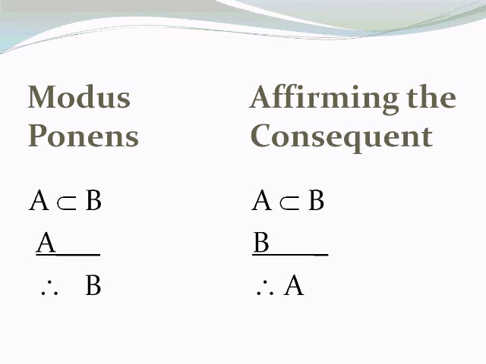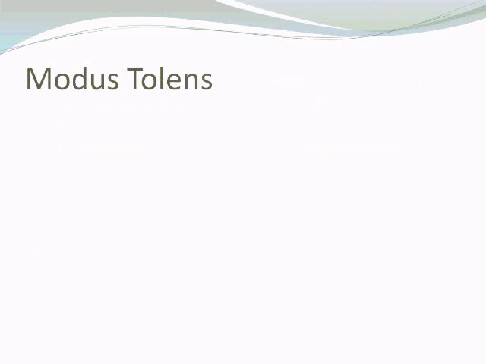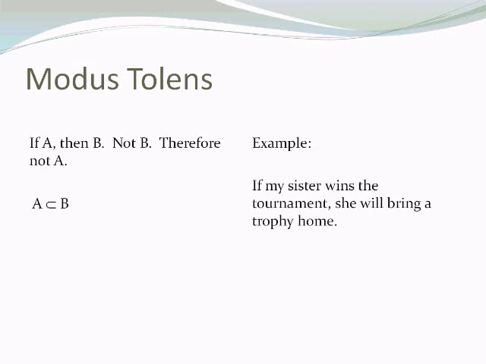We'll do another example. The next valid form that we're going to look at is the modus tollens. If A, then B. Not B, therefore not A. If my sister wins the tournament, she will bring home a trophy. She did not bring home a trophy. Therefore, my sister did not win the tournament.